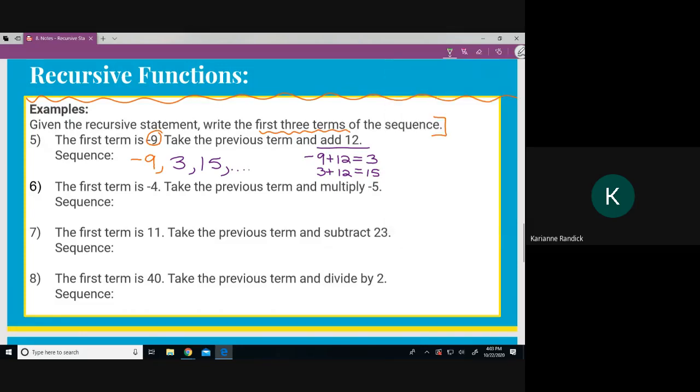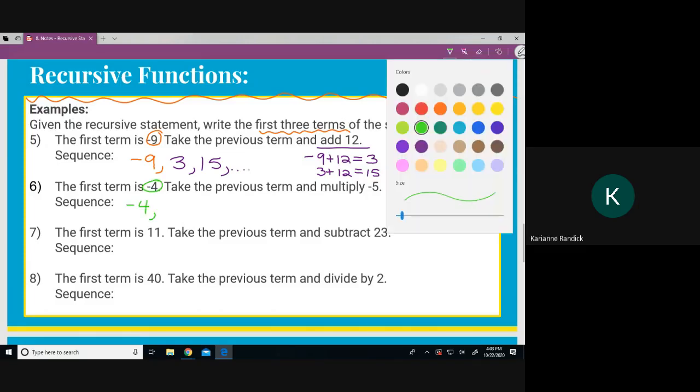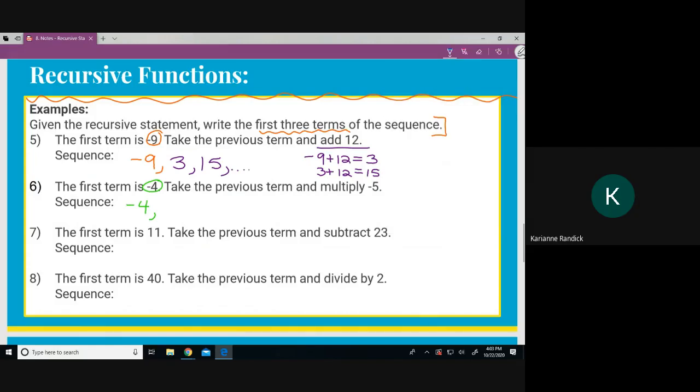Next problem, same thing. First term is -4. I write down -4, and then I do what it tells me to do. It tells me to multiply by -5. So -4 is my initial number, times -5. I get a positive 20. Negative times a negative is a positive. Then I take 20, multiply it by -5, and I get -100.